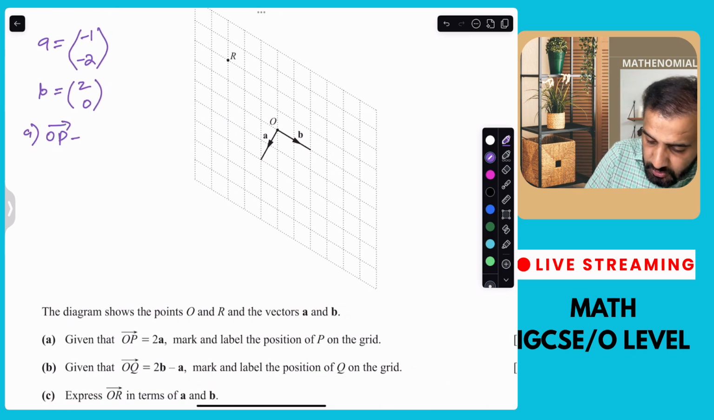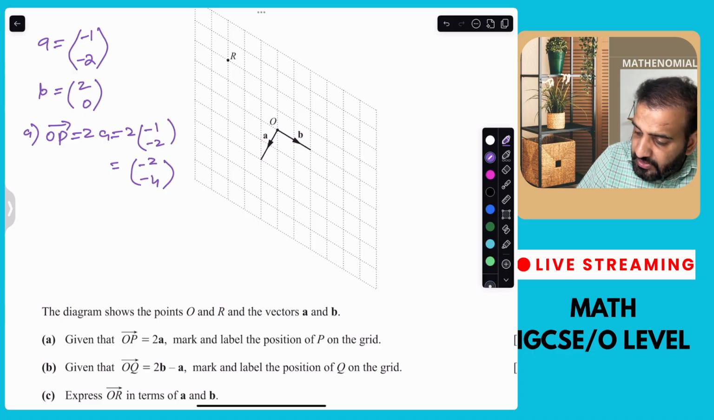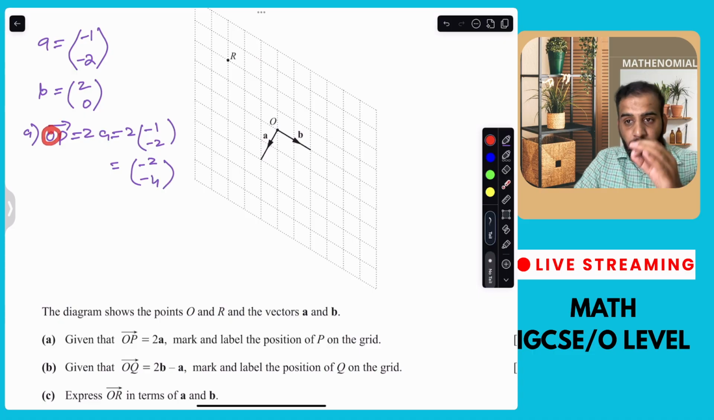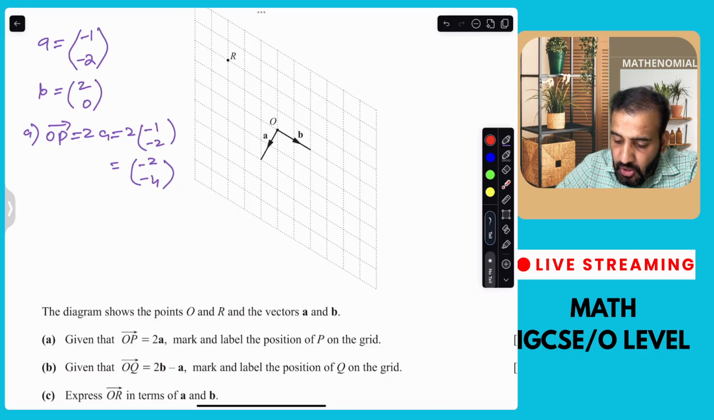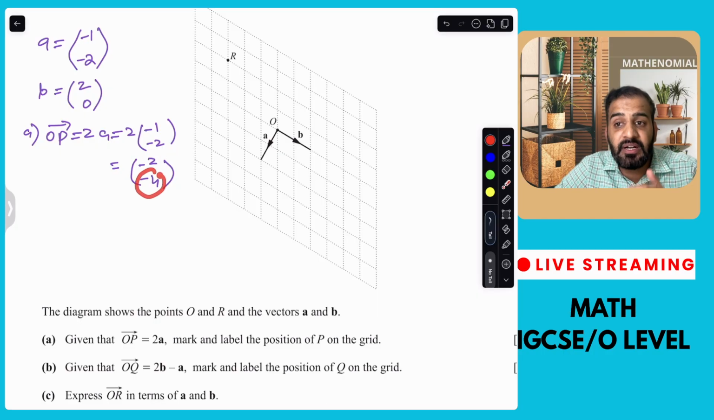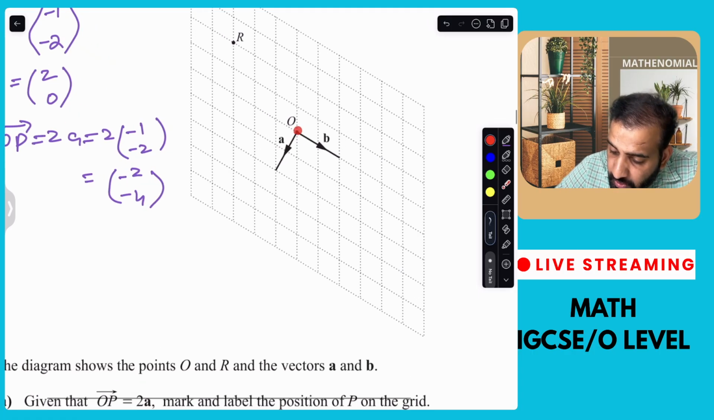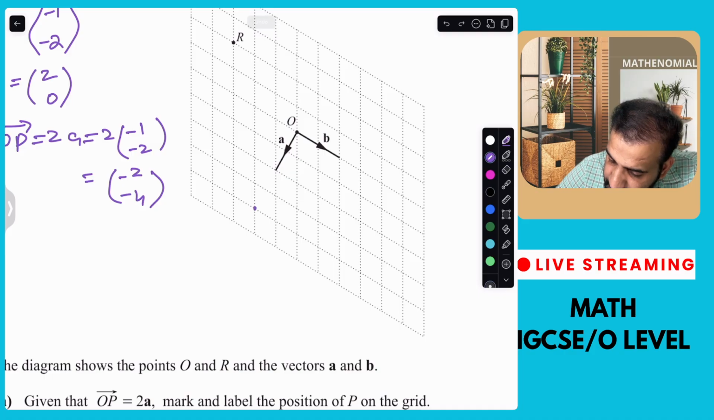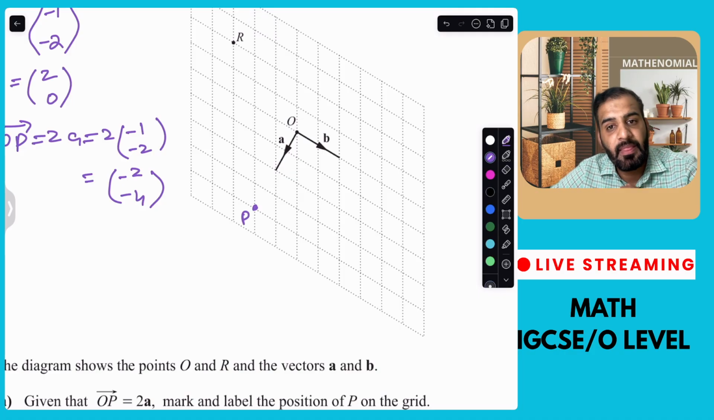So the question is, if OP is equal to 2A, that means 2 times (-1, -2), so it is (-2, -4). So it means you will stand on O. O से O पे आपने खड़े होना है और 2 units to the left and then 4 units down move करना है. So 1, 2, 1, 2, 3, 4. So this is the point, this is the point P. Okay. Next.